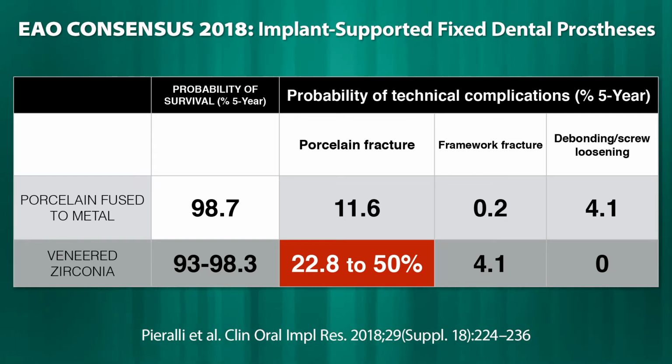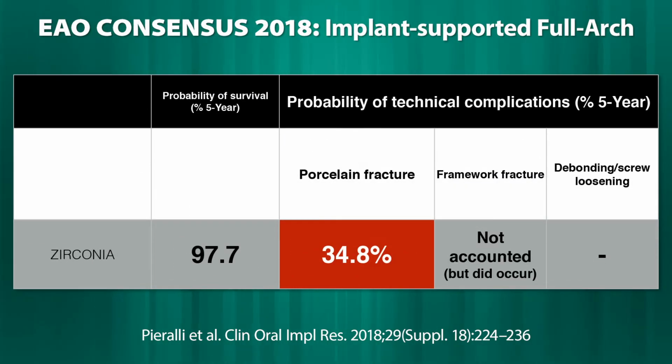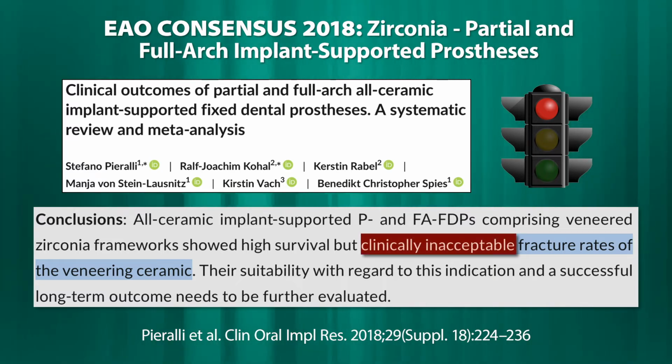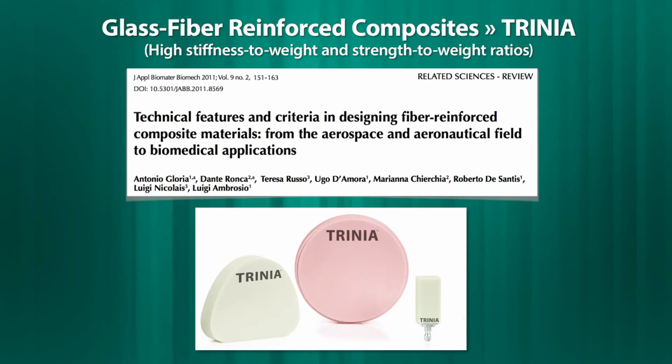When used for fixed dental prostheses over implants, for instance, the last EAO consensus showed that technical complications, including porcelain fractures, occurred in 22.8 to 50% of the cases, compared to only 11% of the patients that had received porcelain fused to metal reconstructions after 5 years. It was also detected that full arch implant-supported prostheses fabricated from porcelain fused to zirconia presented nearly 35% of porcelain fractures over 5 years. So the EAO 2018 consensus eventually concluded that such fracture rates of the veneering ceramic were clinically unacceptable. So there is not only opportunity, but also a real need of novel metal-free materials.